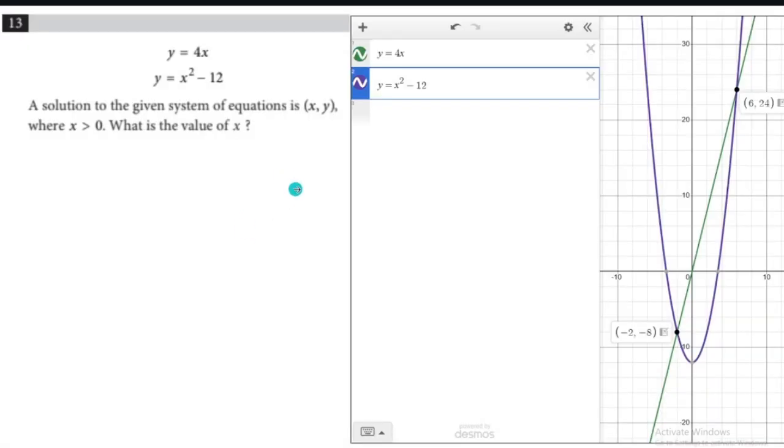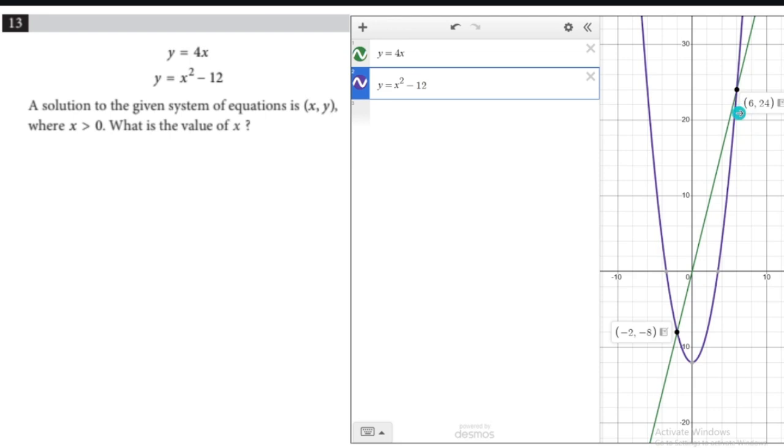In this system of equations, it's very easy to enter the equations: y equals 4x, y equals x squared minus 12. Of course, you have to have a vision for these equations. It's a parabola and a straight line. This is second degree, so it's a parabola, and the other is a linear equation, a straight line. The solution of the given system is the intersection point between the two graphs.